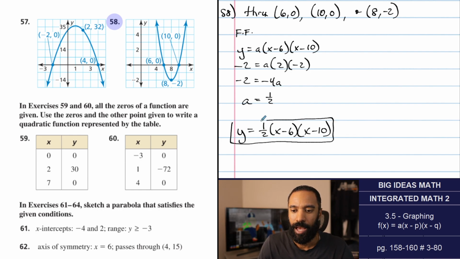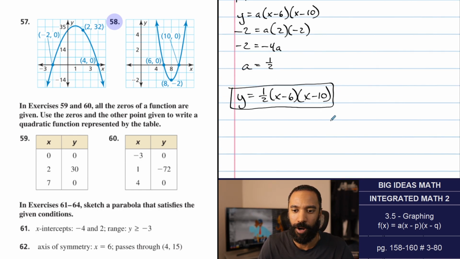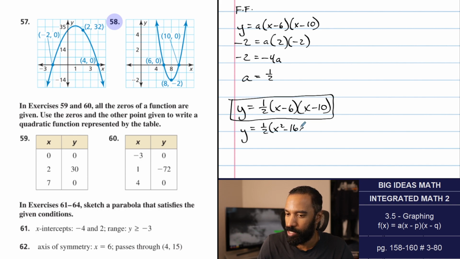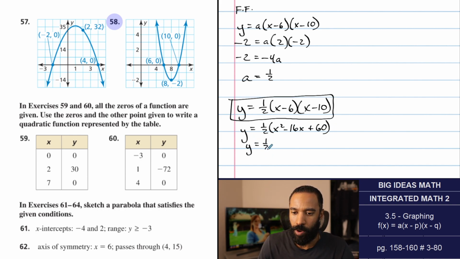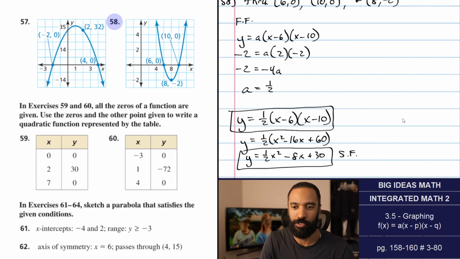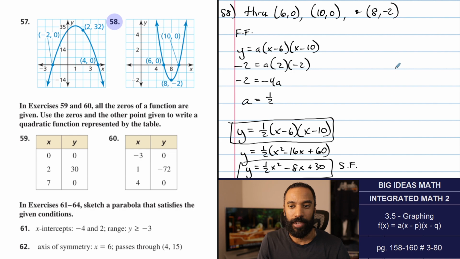But I'm going to also expand this into standard form. So this will be 1/2 times x squared minus 16x plus 60. And then that expands to 1/2 x squared minus 8x plus 30. This is standard form. I'm going to get standard form as well out of vertex form and show that I get the same answer. How can I use vertex form?